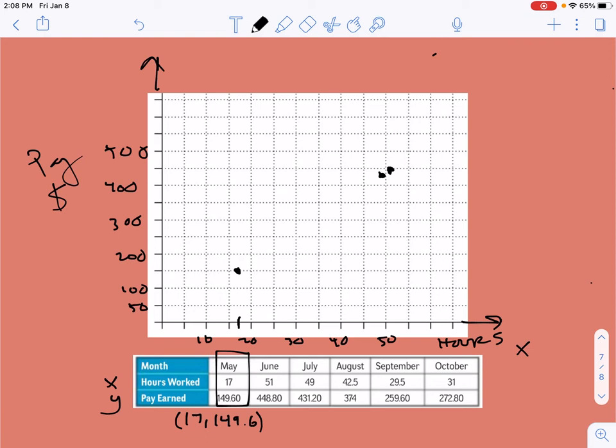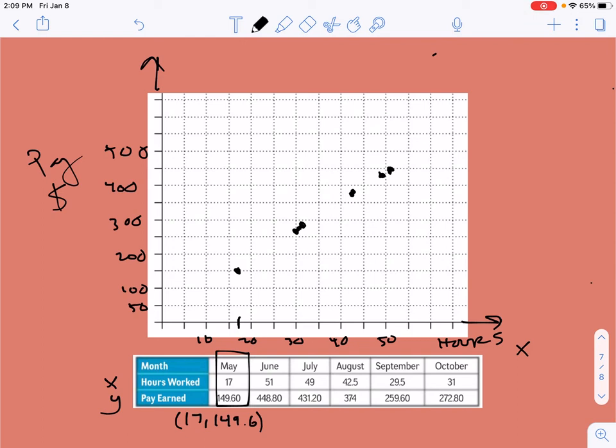All right. August, you go to 42.5, and then it's 374. So that's halfway between 40 and 45, and then 374 is going to put me about halfway between those. So that's a little high, but that's kind of close. September, 29.5, so it's basically 30, and then 259.6 is, for our purposes, about 260. So we've got a point about there. And then October, we go to 31, and then go to 272.80. That's going to be just a little bit above this one, so you can't even see the difference between them.